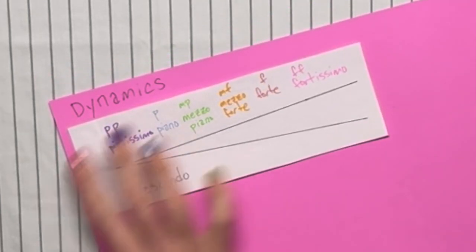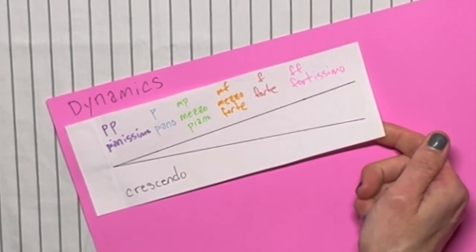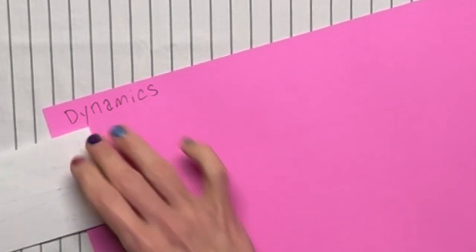Okay, so you have everything written on the front here, but as I told you, we're going to be writing something on the back as well. So let's open this up. And now on this side, we're actually going to write those same dynamics, but in the opposite direction, from loudest to softest. All right, so who remembers what the loudest one was?